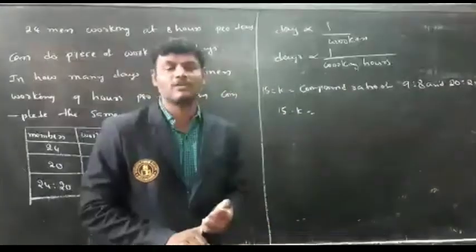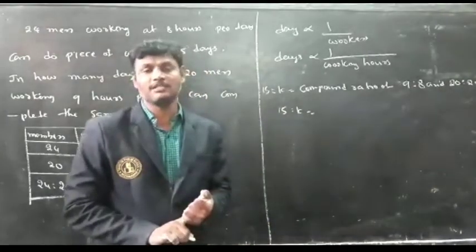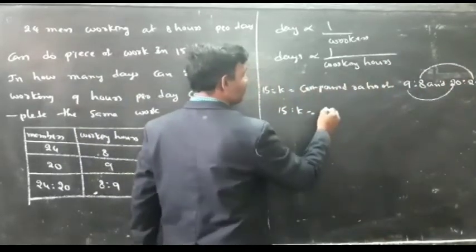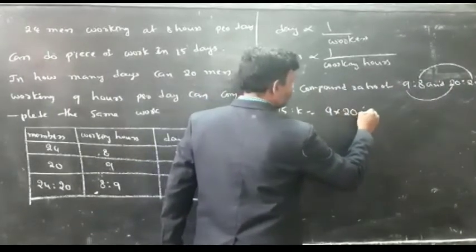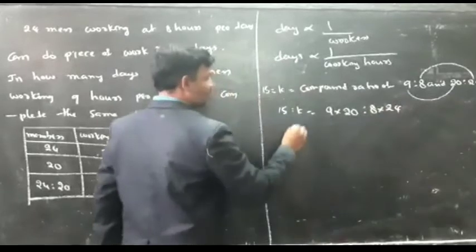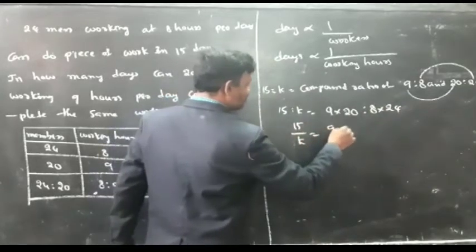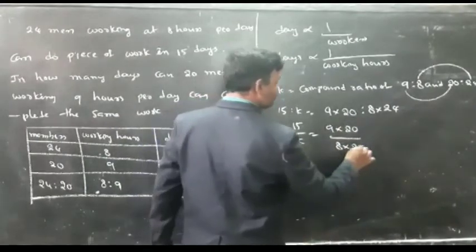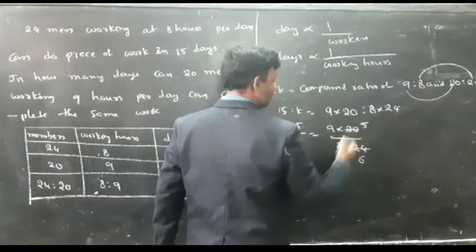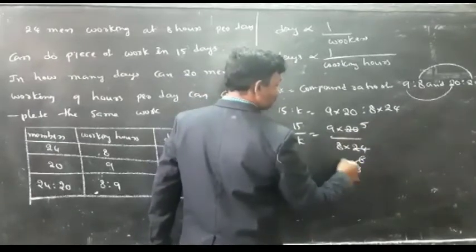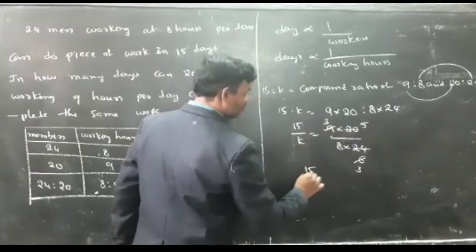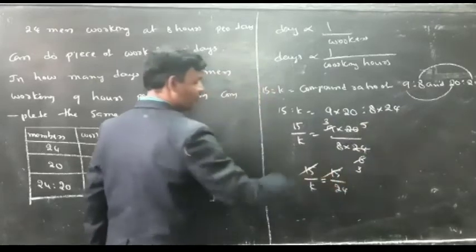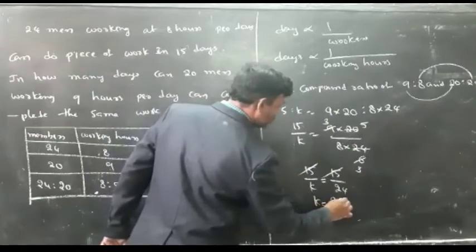We know the compound ratio of A is to B and C is to D is AC is to BD. So it is 9 into 20 is to 8 into 24. 15 by K is equal to 9 into 20 by 8 into 24. Any cancellation? 4 sixes are 24, 4 fives are 20. Next, 3 twos are 6, 3 threes are 9. So 15 by K is equal to 5 threes are 15 by 24. 15 gets cancelled. K is equal to 24.